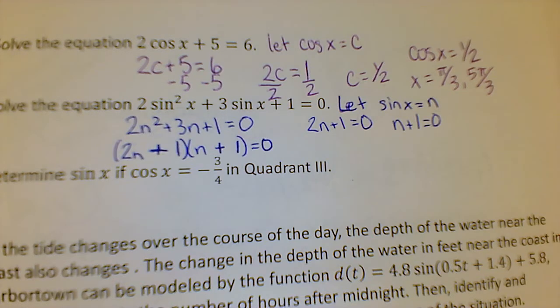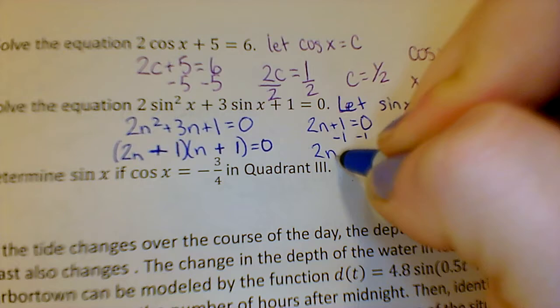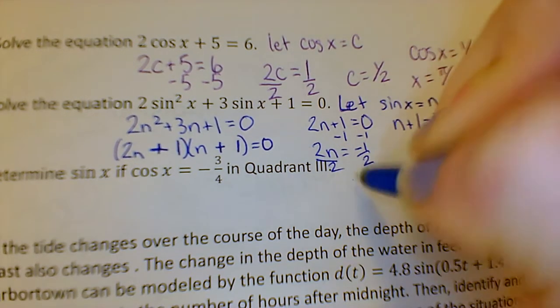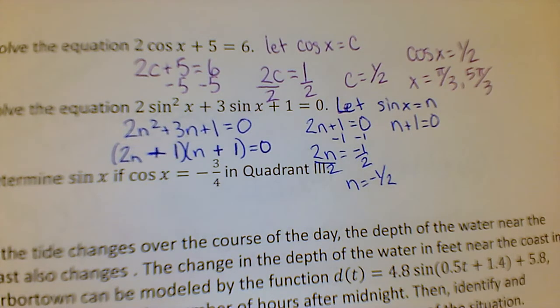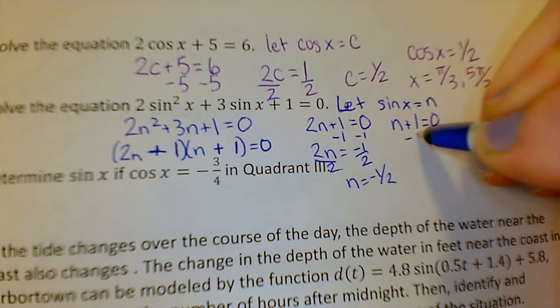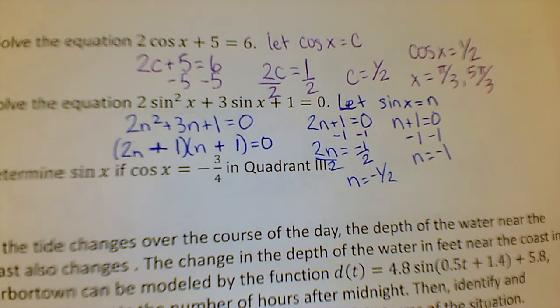So I just have to go ahead and finish solving for n. I'm going to subtract 1 on this side. 2n equals negative 1. Divide by 2. n equals negative 1/2. And then over here, a little bit easier, subtract 1. So n equals negative 1.